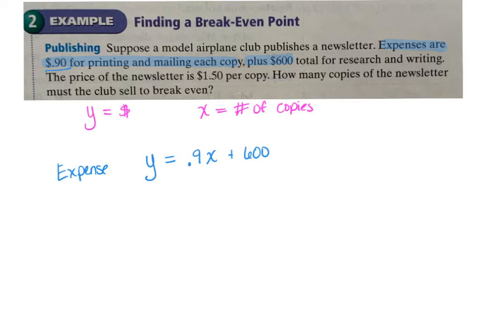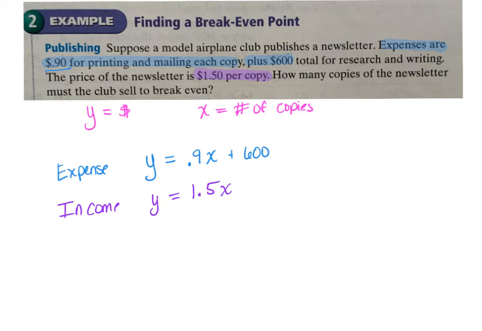Let's look at income. For this one, I make $1.50 per copy. That's my income. So my income equation, the money for my income, will be 1.5 times the number of copies.